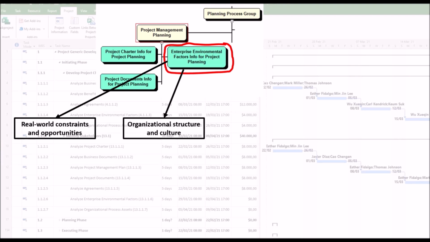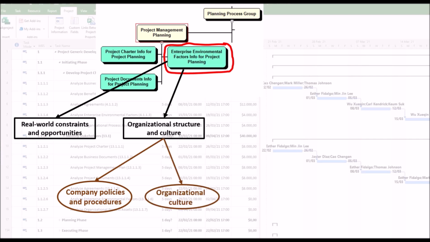2. Influences organizational structure and culture. Company policies and procedures, such as mandatory approval workflows and reporting hierarchies. Organizational culture, such as risk tolerance, Agile versus traditional preferences. Resource availability, such as in-house versus outsourced teams, skill sets. As an impact, the project management plan should align with how the organization operates, as a hierarchical organization may require more formal communication plans.